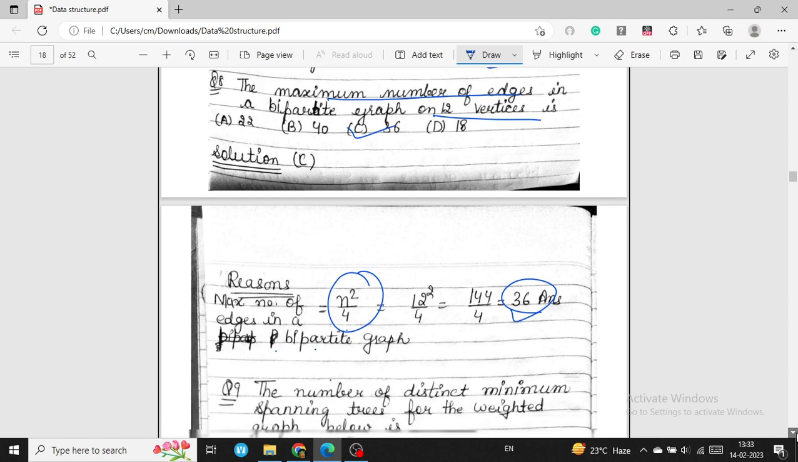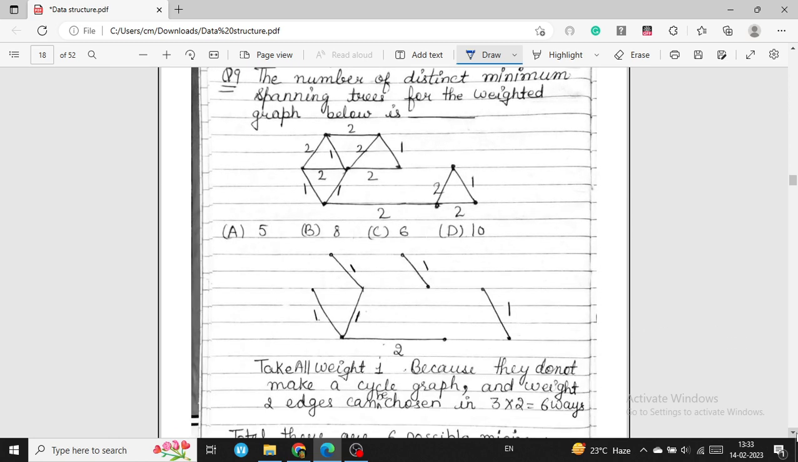Now the next question is the number of distinct minimum spanning trees. We have to find the number of distinct minimum spanning trees for a weighted graph.